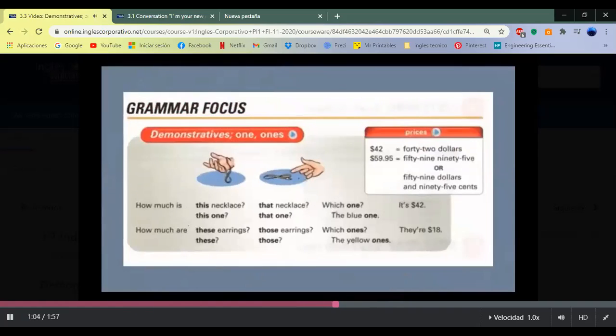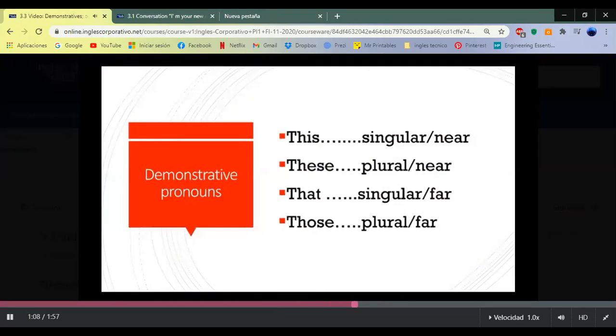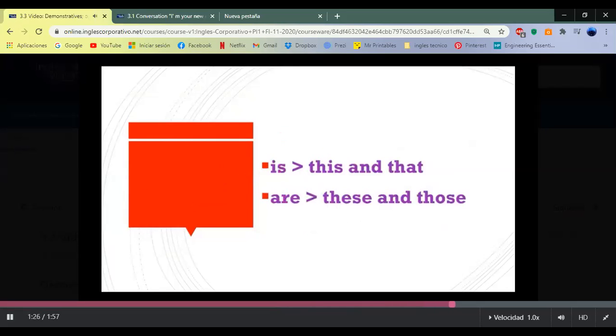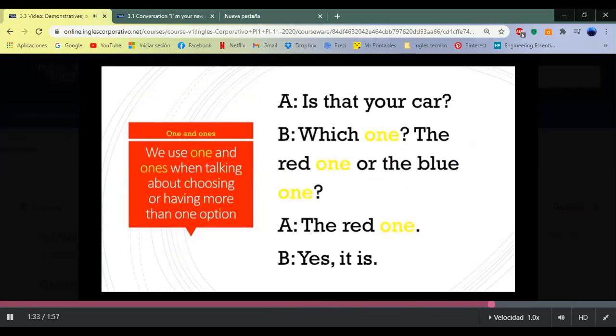As you realized, we're talking about demonstrative pronouns. As you know, there are four: this, these, that, those. I know you have studied this before, so we will make a quick review. This, singular, near. These, plural, near. That, singular, far. Those, plural, far. Therefore, we use is for this and that, and are for these and those. In English, we use one or ones very often when talking about choosing or having more than one option. For example, I ask, is that your car? Which one? The red one or the blue one? The red one. Yes, it is. The words one or ones always go at the end of the question and answers, and they replace the noun in question.